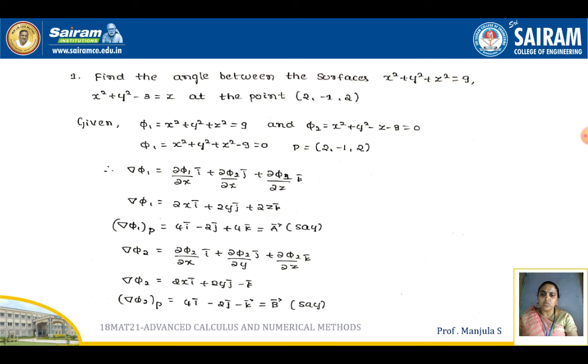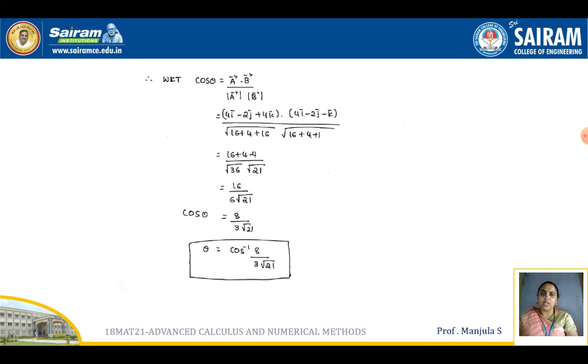And phi 2 is x square plus y square minus z minus 3. So we find the value of del phi 2. Del phi 2 is 2x i plus 2y j minus k cap. You just substitute 2, minus 1, 2 in place of x, y, z. On simplification we get 4i minus 2j minus k, which equals vector B. Now vector A, vector B we got. So substitute in the formula cos theta equals vector A dot vector B divided by modulus of vector A into modulus of vector B.